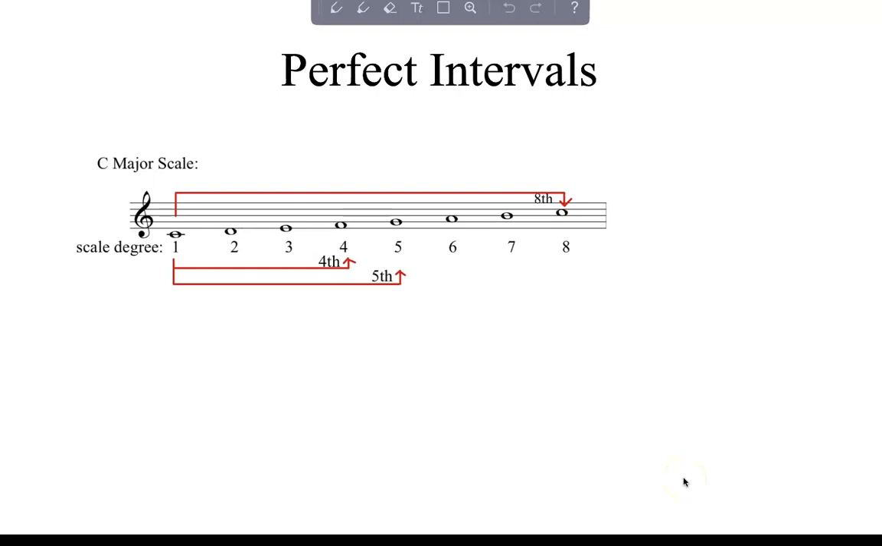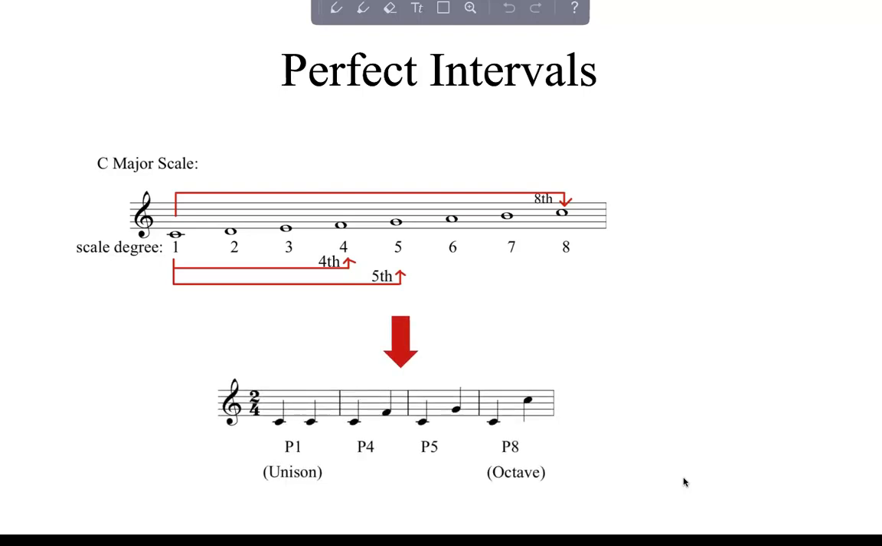Let's take the C major scale as an example. In the C major scale or any other major scales, the intervals from a scale degree 1 to scale degree 1, 4, 5, or 8 are perfect intervals. Now let's take a look at these intervals in detail separately. The way to label these intervals should start with the modifier P, followed by the numerical name, which is the number that reflects the size of the interval. So here we have unison, perfect fourth, perfect fifth, and octave. Let's listen to them. Unison, perfect fourth, perfect fifth, perfect eighth, or octave.